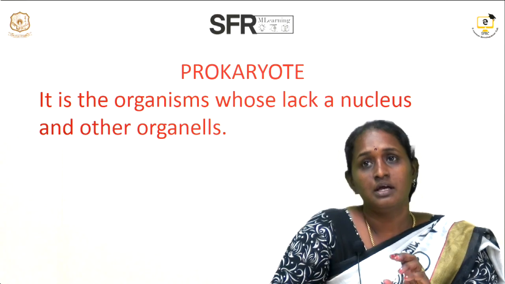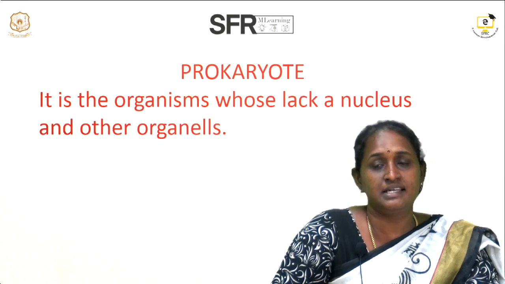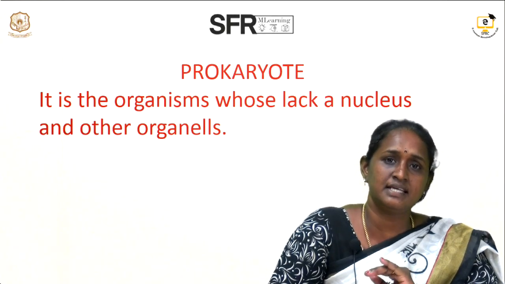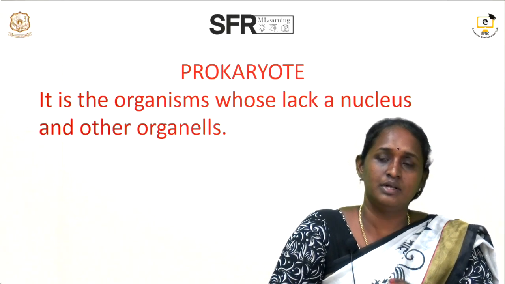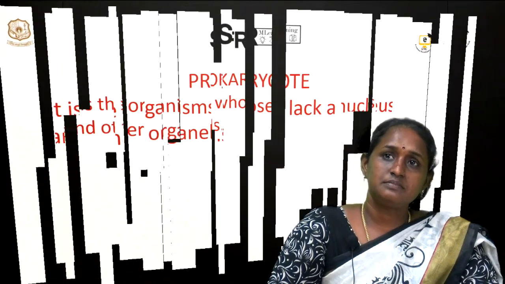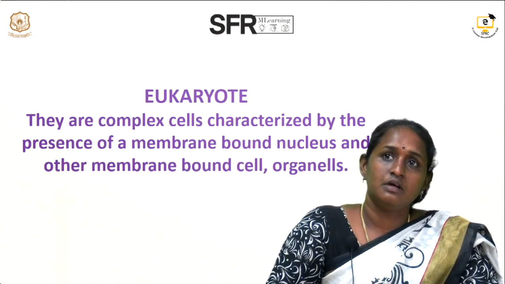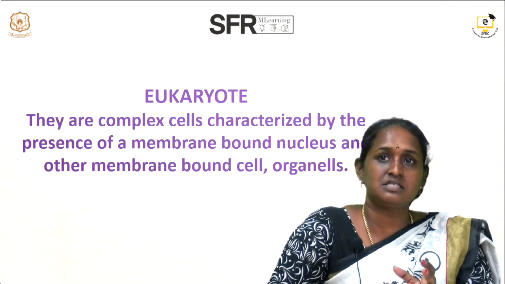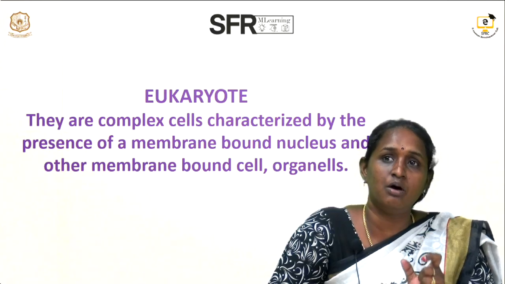For example, bacteria and amoeba are unicellular organisms. They don't have any definite nucleus. That's why they come under prokaryote. And eukaryotes are complex cells characterized by the presence of a membrane bound nucleus.